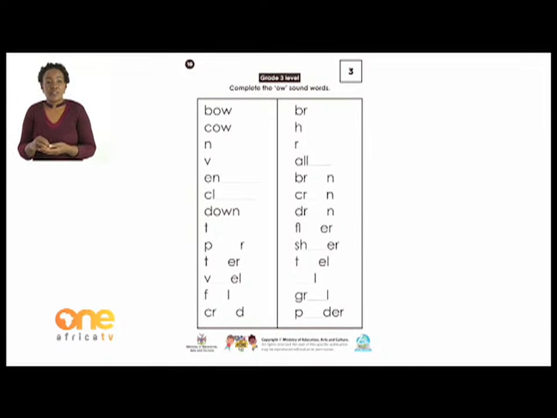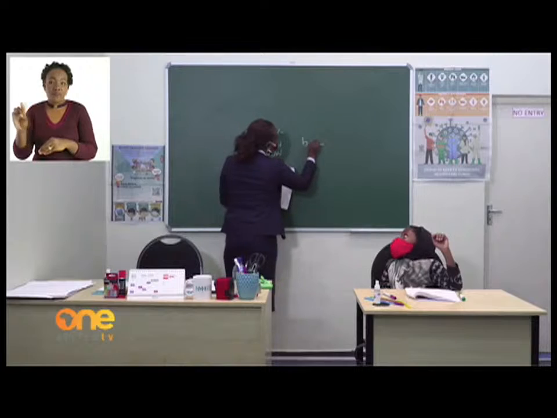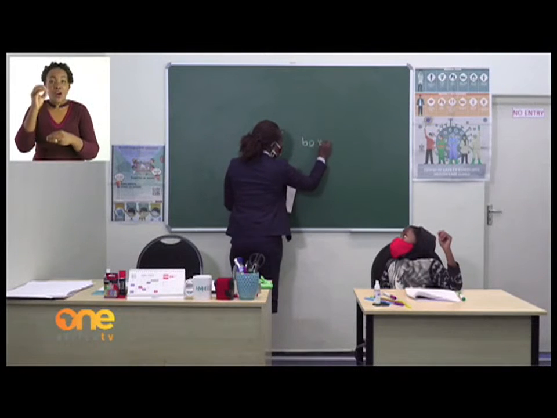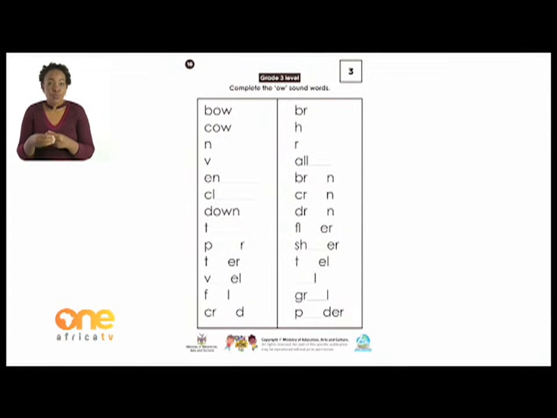to make sound words. Okay? We'll make words by filling in the sound O. We are given 2 examples. B. So, the sound O was added to make it bow. Then we have a C, where the sound O was added to make the word cow.